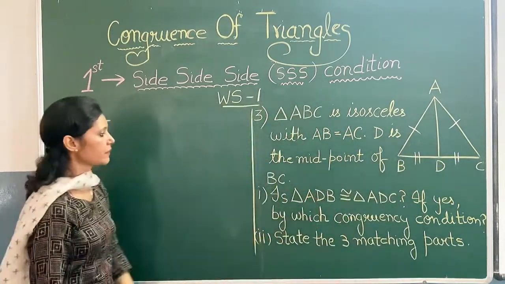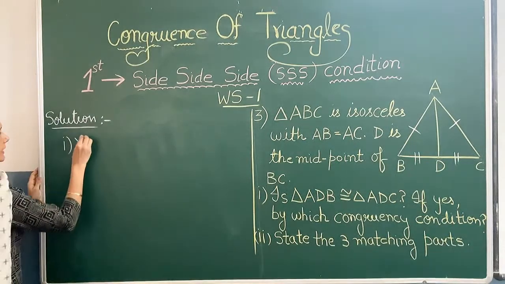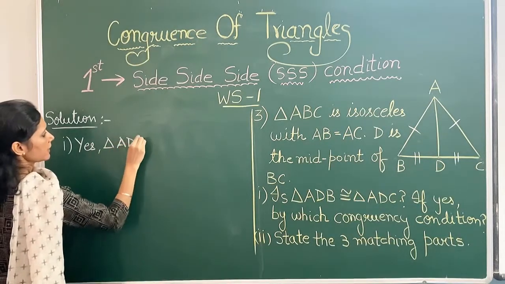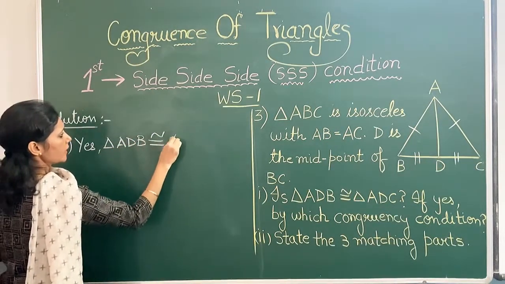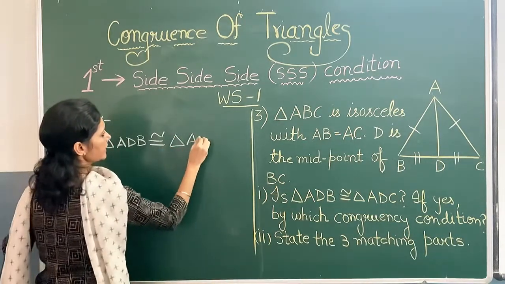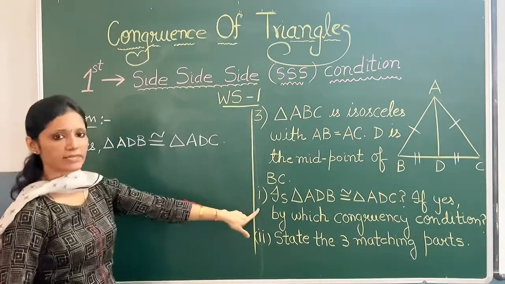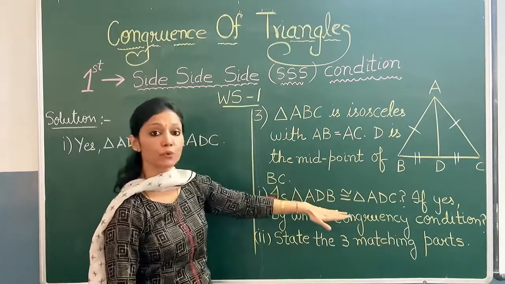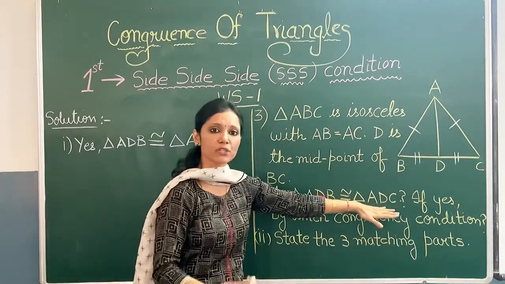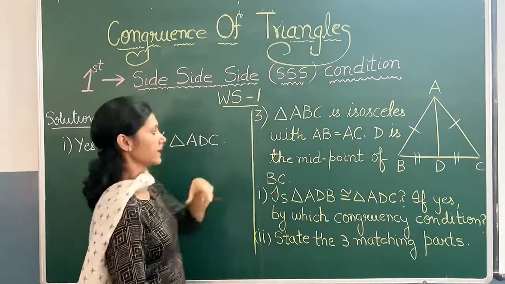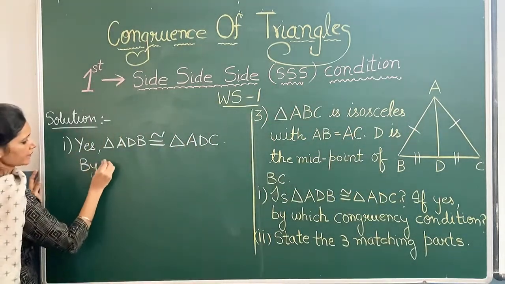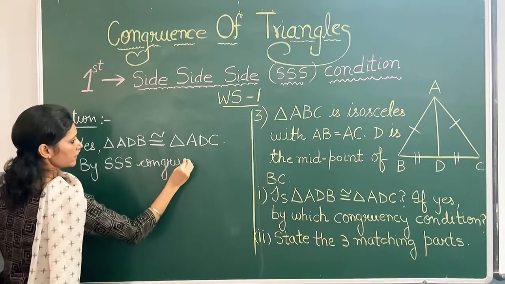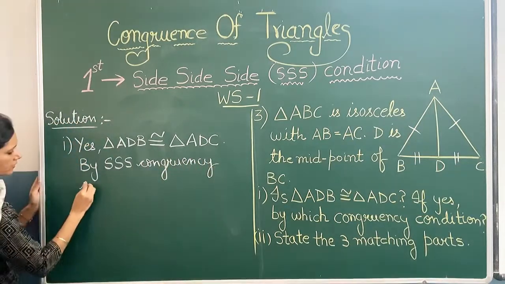So the solution of the first part is yes, triangle ADB is congruent to triangle ADC. Now the next part is if yes, by which congruency condition? We have proved that this triangle is congruent to this triangle by which congruency condition? By SSS congruency condition. So we write that down, by SSS congruency condition.